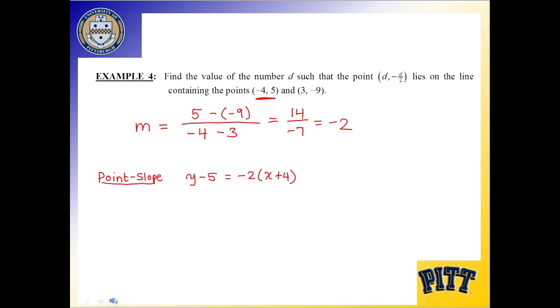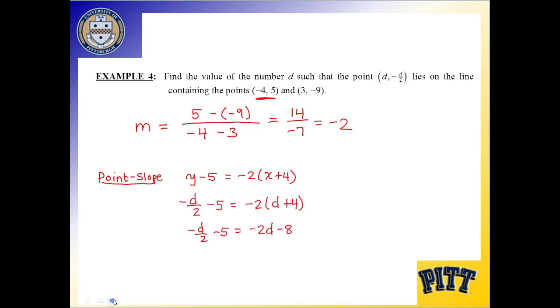In point slope form, I'm going to pick one of these 2 points. It doesn't matter if I had picked the (3, negative 9). It really just doesn't matter. I'm going to get the equation in point slope form. So I have y minus 5 equals negative 2 times (x plus 4).